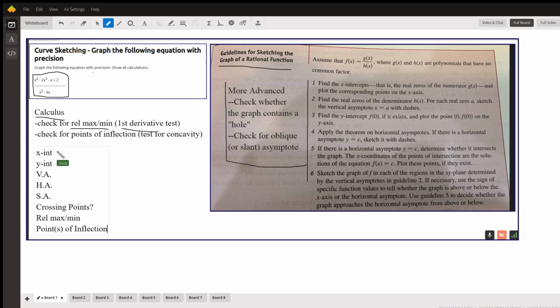So here's a summary of all of those. Crossing points, we're checking to see if the graph of the function crosses its horizontal or its slant asymptote. The graph of a function can never cross its vertical asymptote. Okay, so here we go.